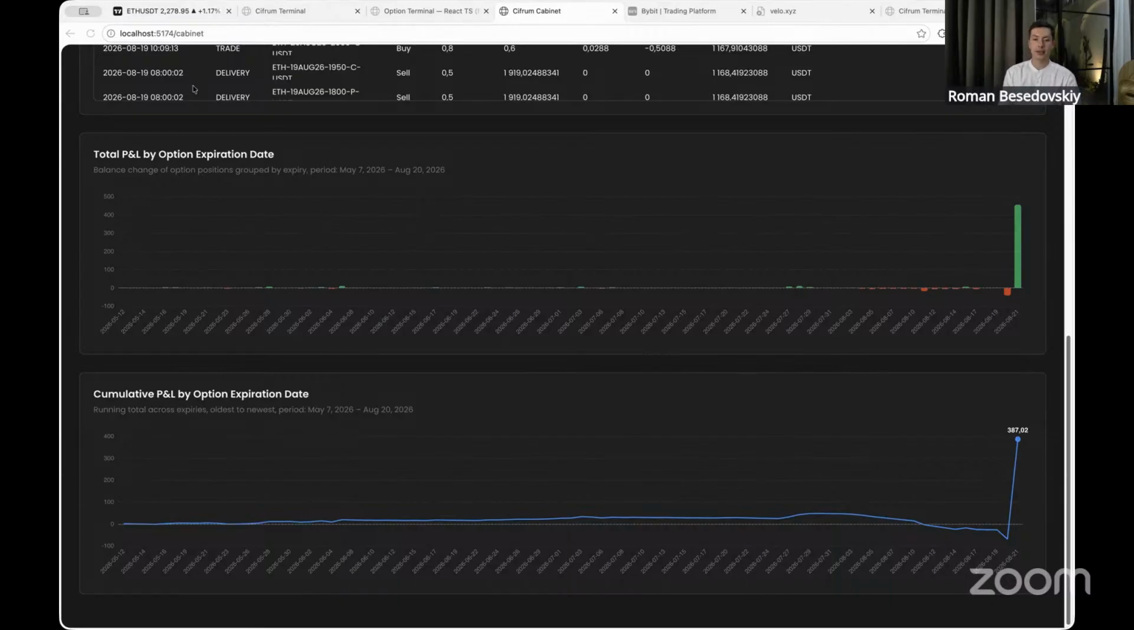And in psychology, they say that a big profit is also a psychological shock for a person, like a big loss.